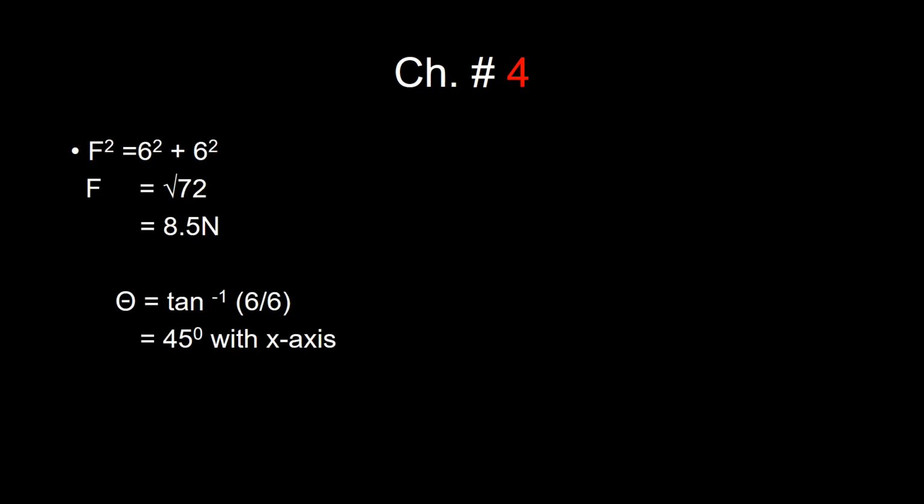And by Pythagoras theorem, hypotenuse square is equal to perpendicular square plus base square. As you can see from the diagram, perpendicular is also 6 and base is also 6, hence 6 square plus 6 square, which makes 72. If we take the square root of both sides, it will be root 72, which is equal to 8.5 Newton.